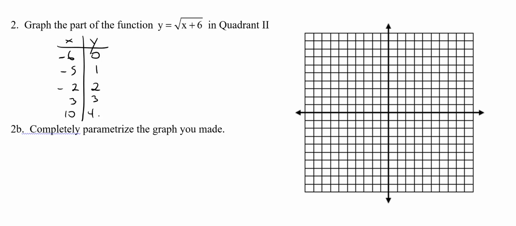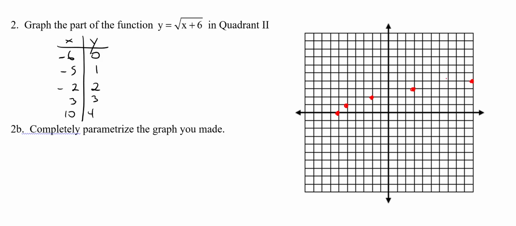Okay, so now I'm going to plot some points here. I got -6, 0 right here. -5, 1. -2, 2. 3, 3. And 10, 4.